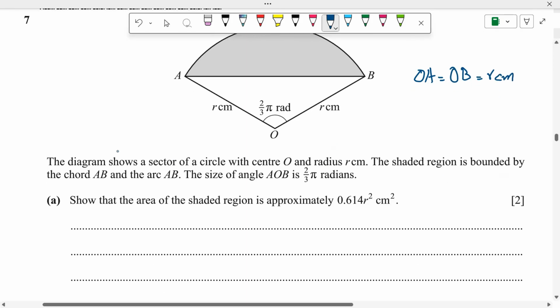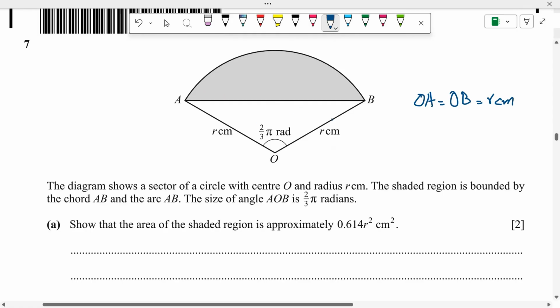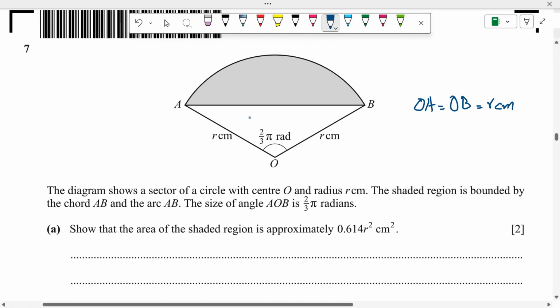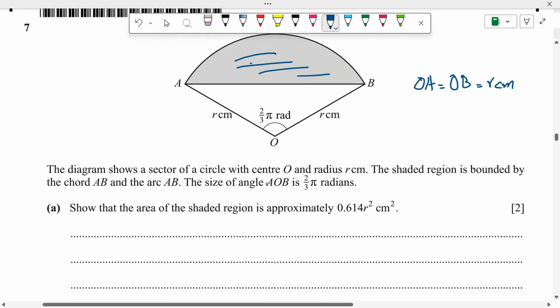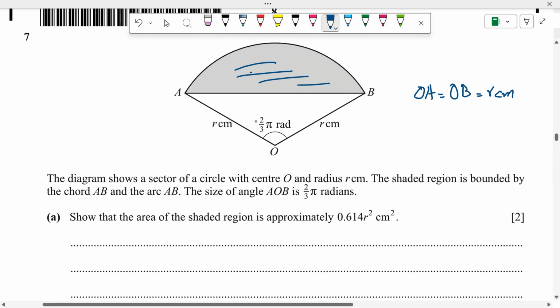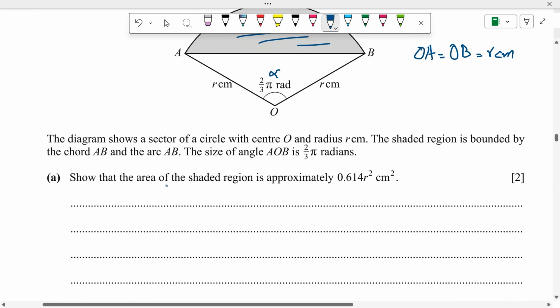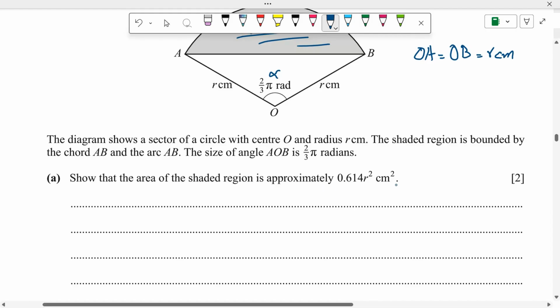The shaded area is bounded by the chord AB, this is the chord AB, and the arc AB. So this is the shaded region. The angle AOB is equal to 2 pi over 3 radians. So this is the angle, we call it alpha. Show that the area of the shaded region is approximately 0.614 r square centimeters square.